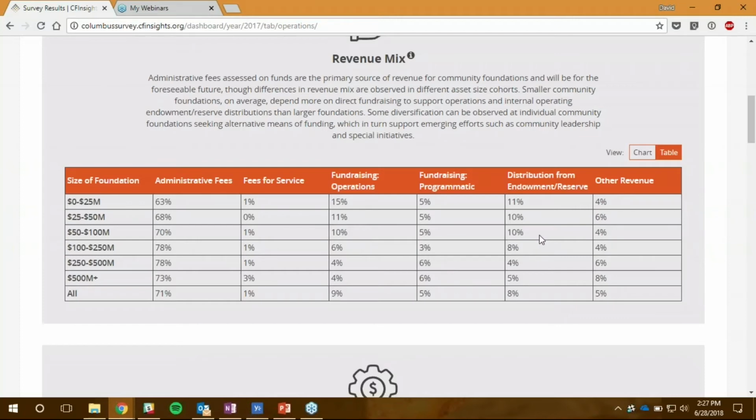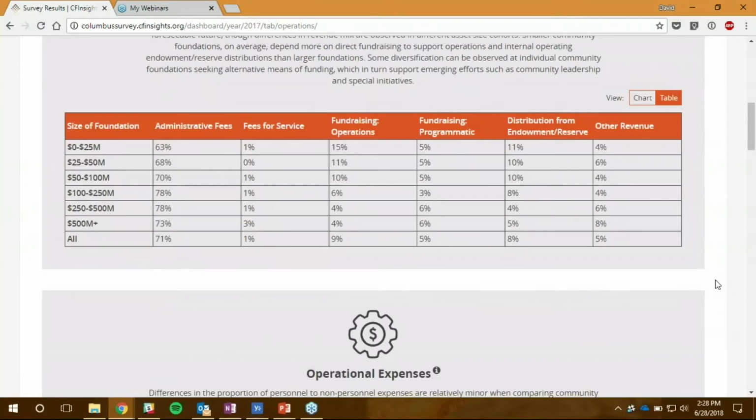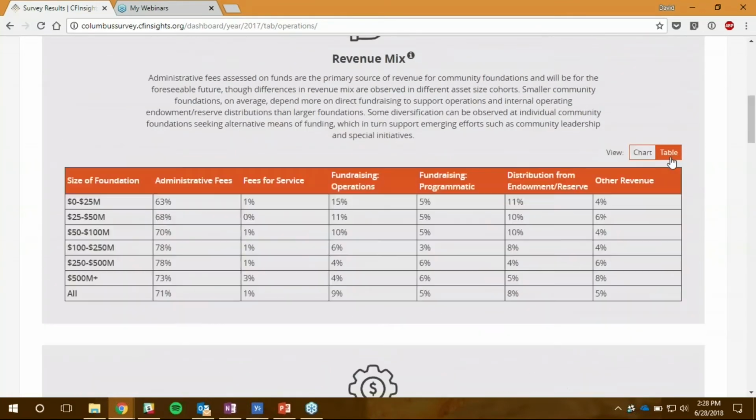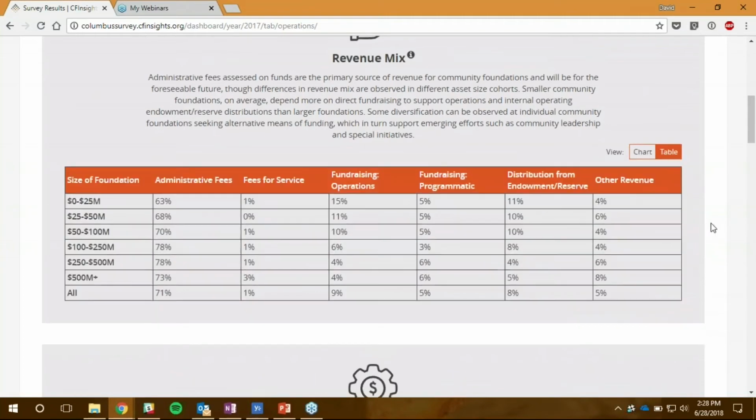And as you go up in asset size, you can start to see a little bit of a dip in the direct fundraising and the internal distributions as well, and more of an increase on the administrative fees, which again are a significant driver anyway for everybody. But even some fees for service, as some of the larger community foundations have some diversified offerings for folks, and they have a little bit more revenue coming from some of these different sources. And yes, this is another opportunity for you to switch between the chart and the table as well.